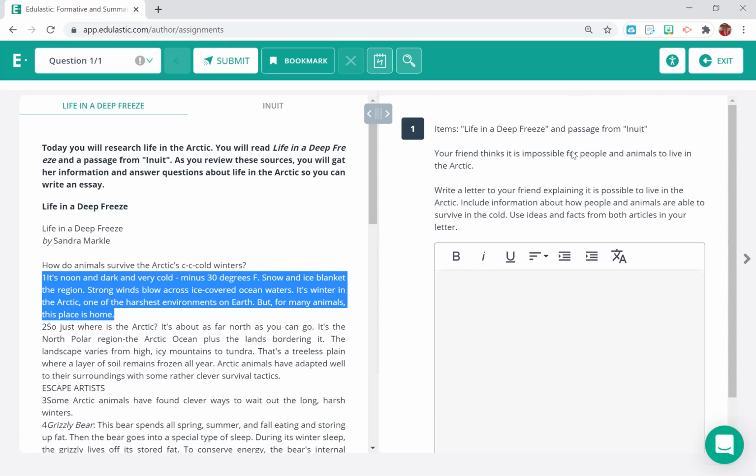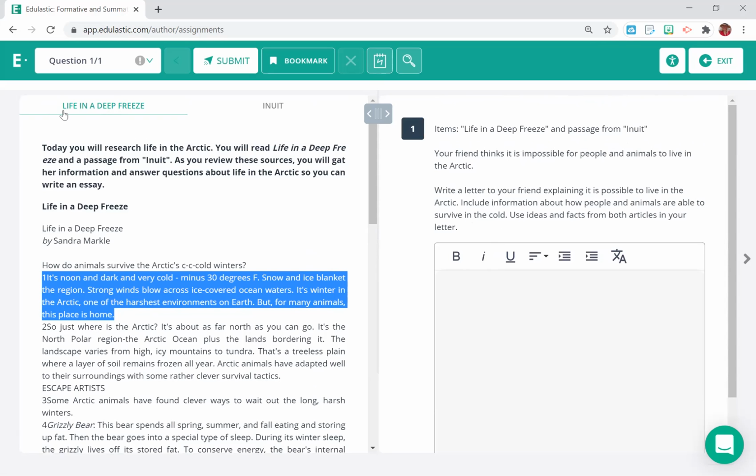Your friend thinks it is possible for people and animals to live in the Arctic. Write a letter to your friend explaining it is possible to live in the Arctic. Include information about how people and animals are able to survive in cold. Use ideas and facts from both articles in your letter.